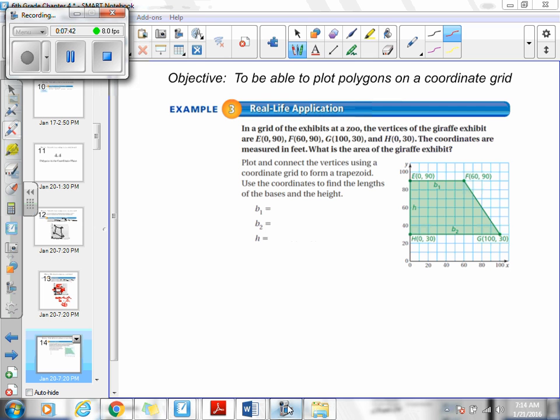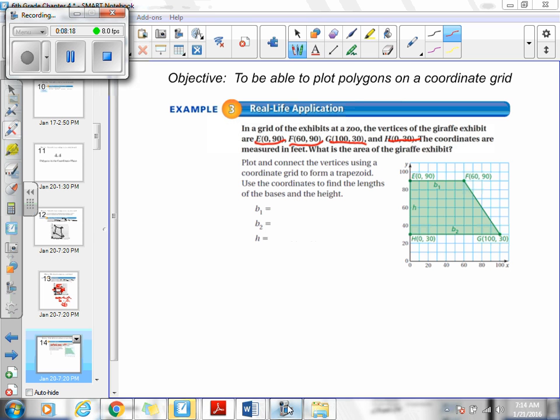In a grid of the exhibits at a zoo, the vertices of the giraffe exhibit are E at 0, 90. So start at the origin, go sideways 0, up 90. And they did. All right, so we're just checking what they did. F is at 60, 90. So start at the origin, go over 60, 20, 40, 60, and go up 90. Right, so there's 20, 40, 60, 80, plus 10 more is 90. Anyway, they've listed all the ordered pairs, and they've drawn the trapezoid form.